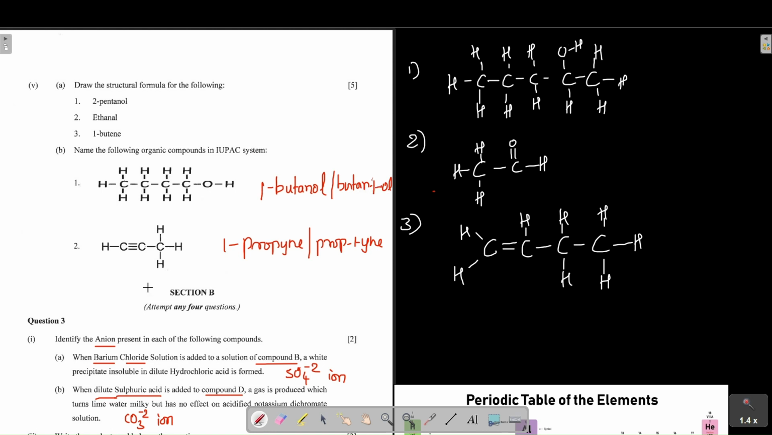This one, 1, 2, 3, prop, triple bond yne. What is the position of triple bond? 1, 2, 3, you write. So 1. 1 propyne or prop 1 yne.